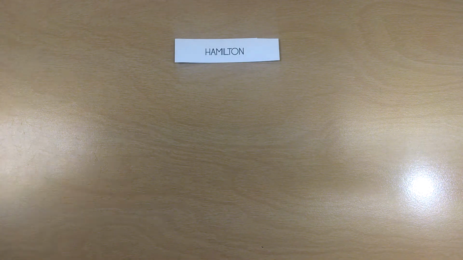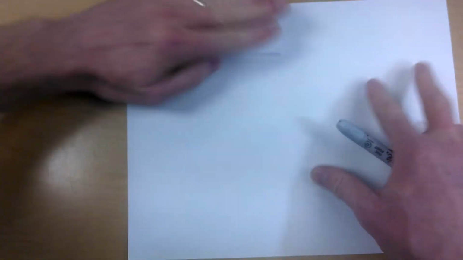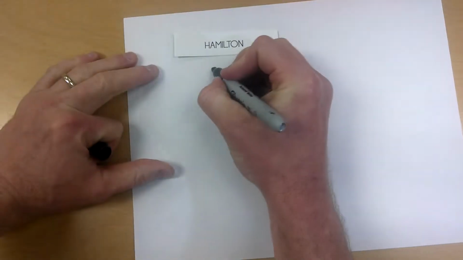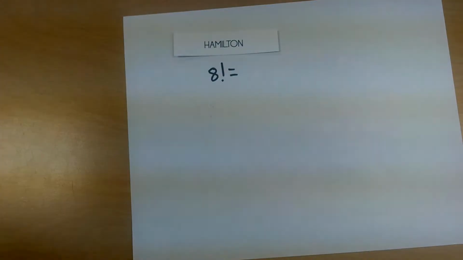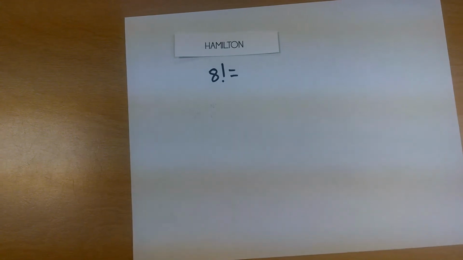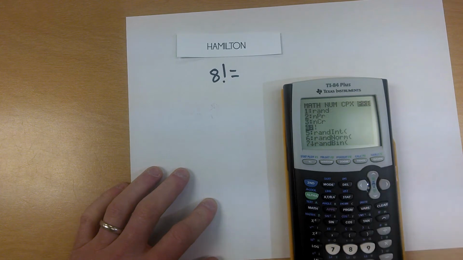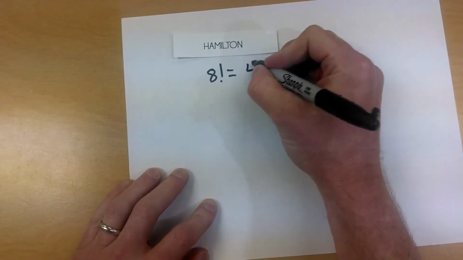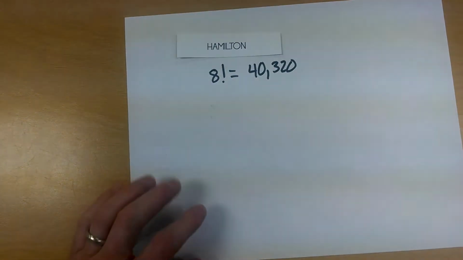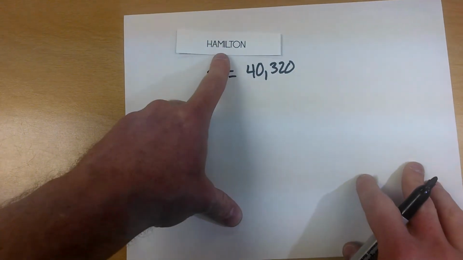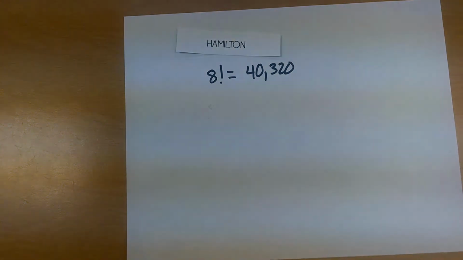Well, we've got 1, 2, 3, 4, 5, 6, 7, 8 letters. So we're going to have 8 factorial. And using our calculator, 8 factorial gives us 40,320. So think about it, there's over 40,000 different words, make-believe or real words, that you can make with the letters in Hamilton.